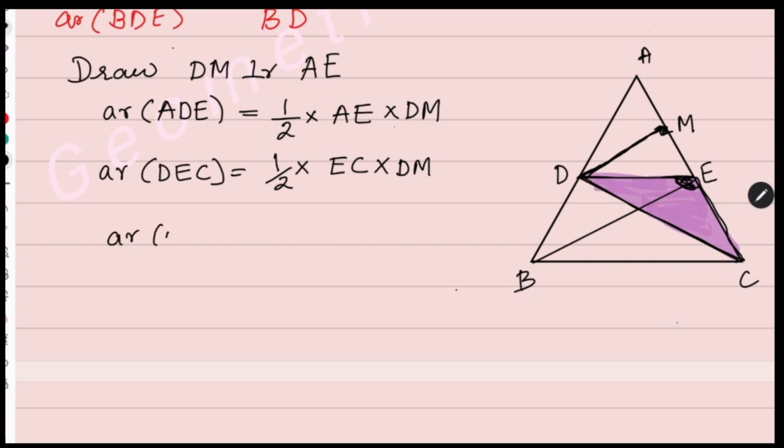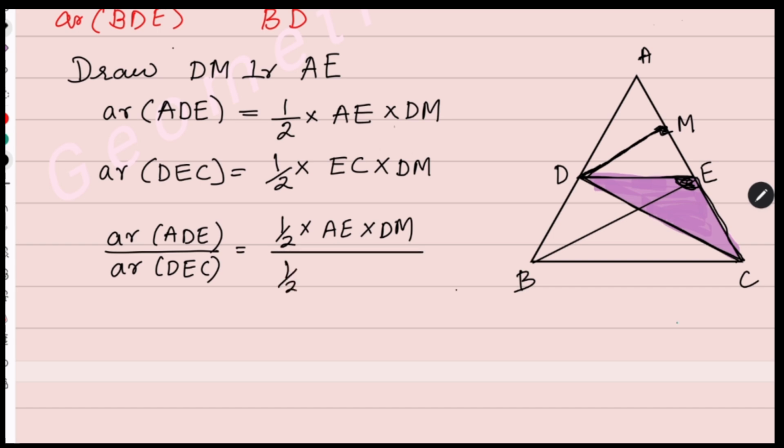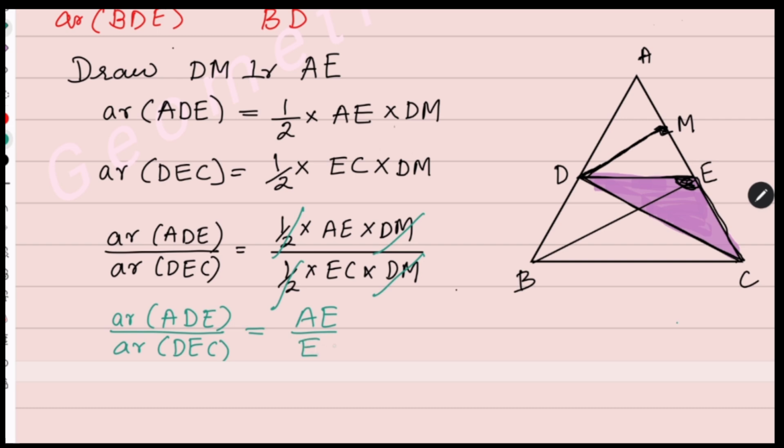Now, area of triangle ADE divided by area of triangle DEC is equal to half into AE into DM divided by half into EC into DM. So now we can cancel half and half. Next DM and DM will get cancelled. Therefore, area of triangle ADE divided by area of triangle DEC is equal to AE by EC. This is our equation number 3.